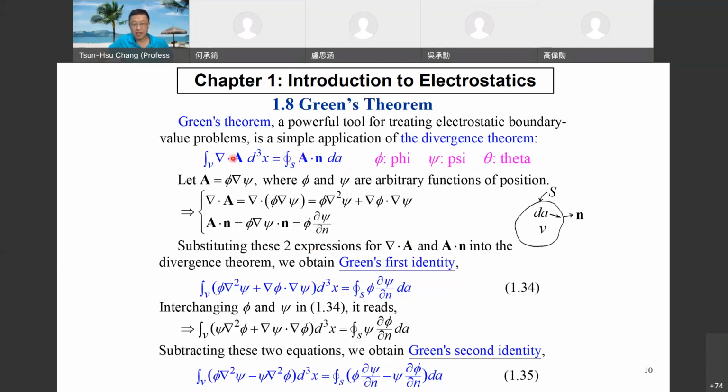Okay, so this is the divergence theorem. The volume integral of divergence A is equal to the surface integral over the entire surface. We use this symbol to denote the surface integral over the entire surface. If this is a volume, the surface means the surface enclosing this volume.